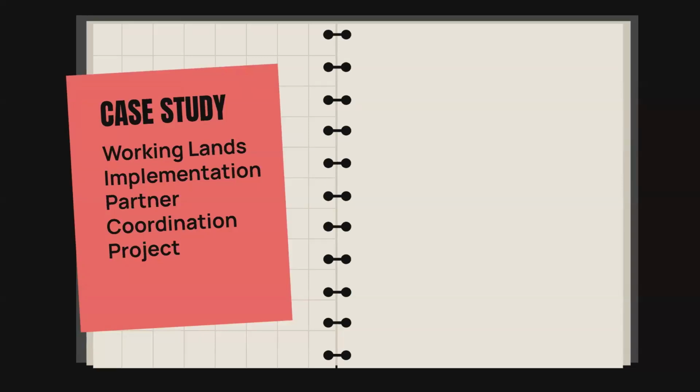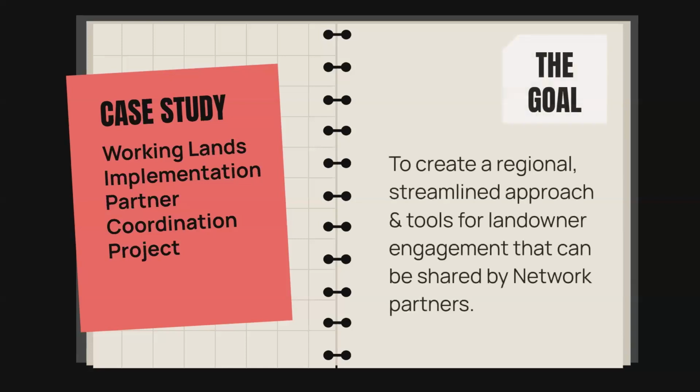As Ian mentioned when I was introduced, I run our Working Lands program. We're out with farmers, helping them assess their properties, identify conservation threats and opportunities, and then hopefully connect them to the resources, people, and opportunities they need to make those positive changes on their property. We had the goal last year to ask what it would take to create a regional streamlined approach and tools for landowner engagement that could be shared by our network.